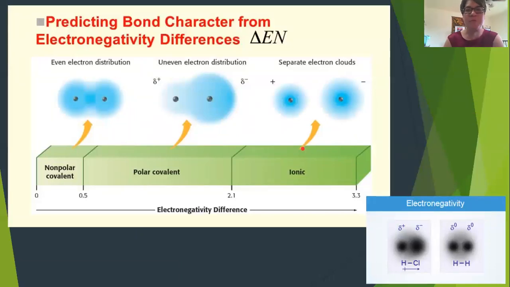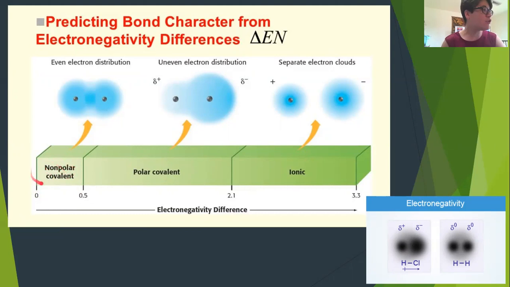And this is our scale. And remember, if you need to pause and write things down, go ahead and do that. Different books will have different scales and they'll have different cutoffs. But if we're subtracting those electronegativities, this little symbol here is a delta, which means change in or difference in electronegativity. So if we find that the difference is between 2.1 and 3.3, that is an ionic bond. If we find that it's between 0.5 and 2.1, that is a polar covalent bond. And if we find that it's between 0 and 0.5, that is a non-polar covalent bond.